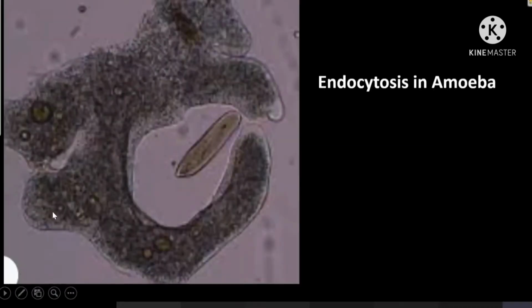Now this was endocytosis in amoeba. Amoeba's plasma membrane can change its shape and it can engulf the food. The word engulf is used for this. We cannot use the word swallow. Human beings and animals swallow food, but since it is not the mouth of an amoeba, instead of using the word swallow, we use engulf the food. Which process is called endocytosis? Endocytosis takes place in amoeba.